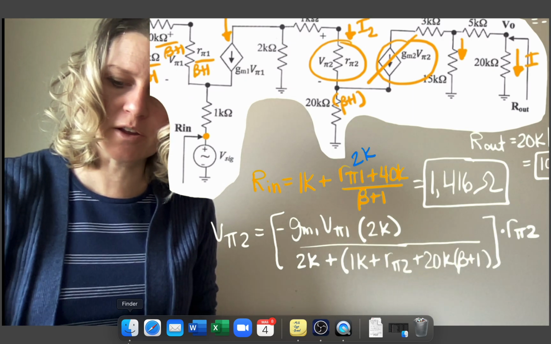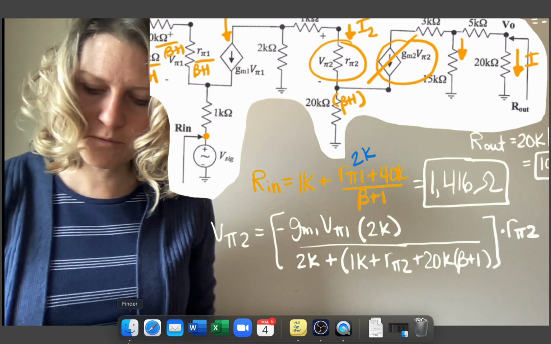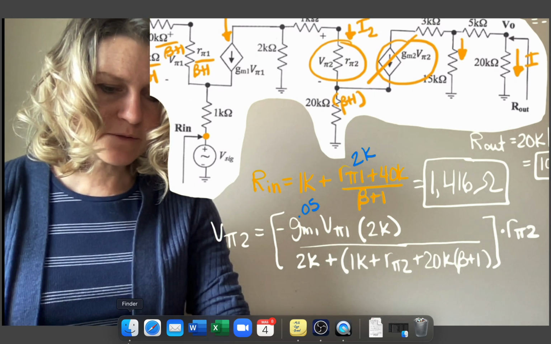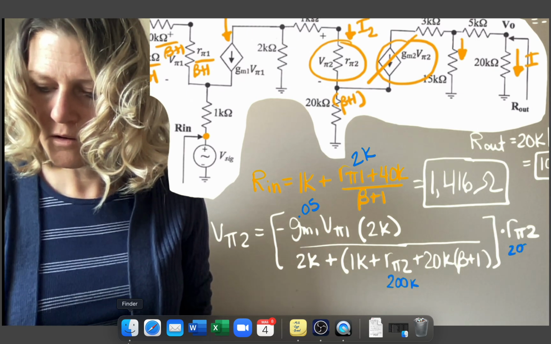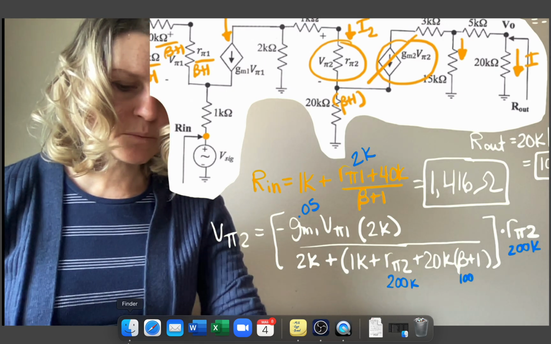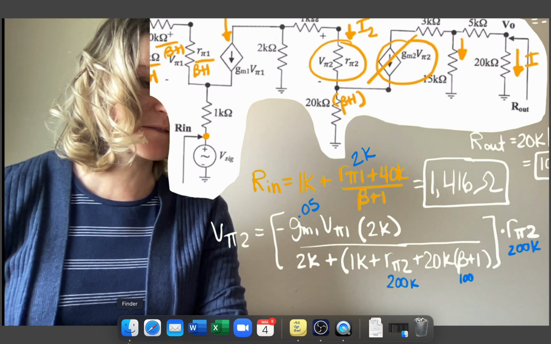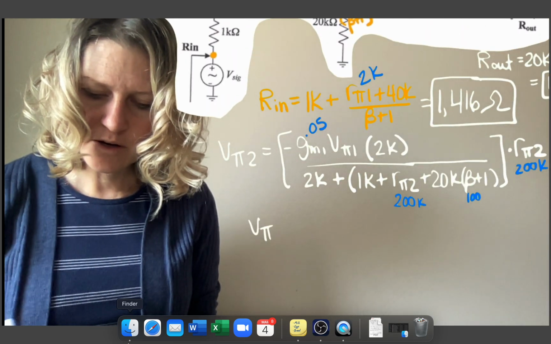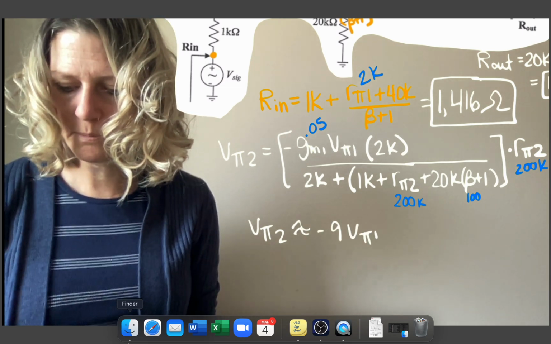I can plug in all these numbers. So GM1 we found to be 0.05, and R pi 2 we found to be 200K, and beta is 100. So we can plug all these in, and for this one we end up with approximately minus 9 V pi 1. So multiplying all those numbers together, I got approximately minus 9 V pi 1.